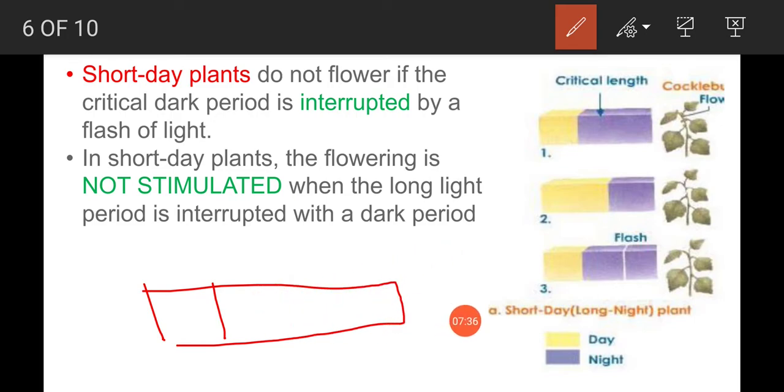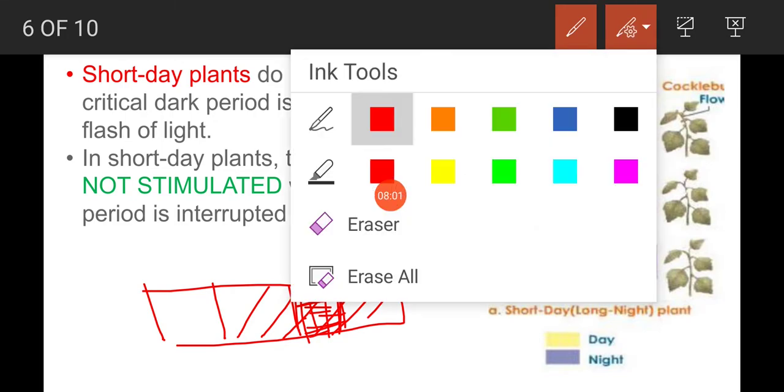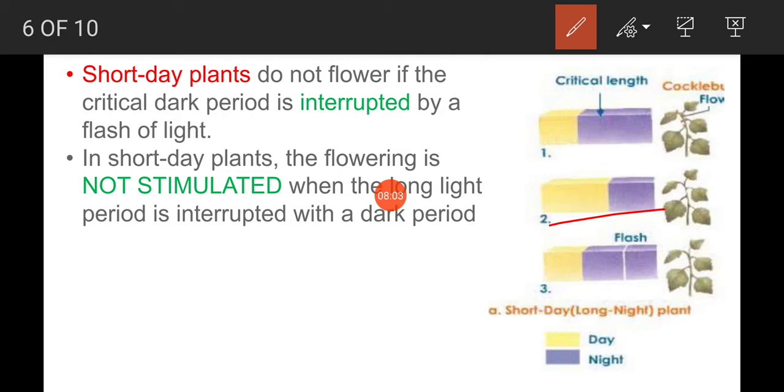In this long dark period, a flash of light interrupts it, otherwise a long light period is interrupted. This is long light period, you imagine that. In this situation also, these short day plants will not produce flowers. Are you understand?